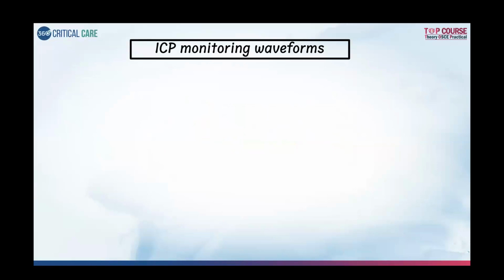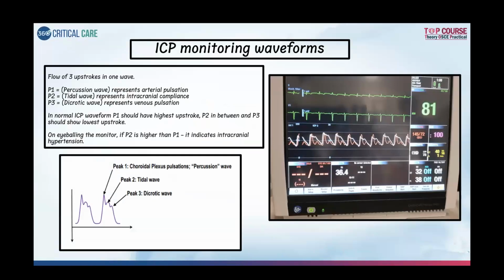Going to the next topic, ICP monitoring waveform. Again, this is a very important thing that you need to know. The usual ICP waveform has three waveforms. We call them P1, P2, and P3. P1 represents the percussion wave, which is the pulsation coming from the choroid plexus pulsation. It represents the systolic peak in the arterial line. P2 is the tidal wave, and P3 is the dicrotic wave.